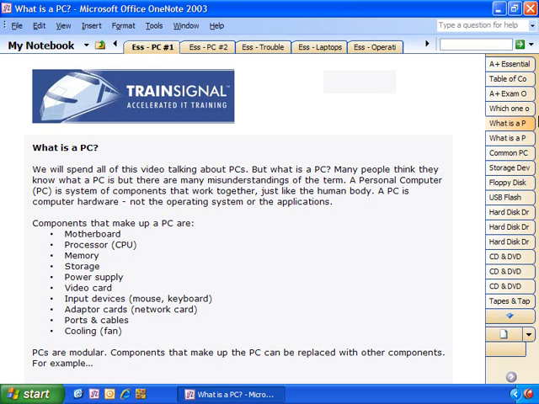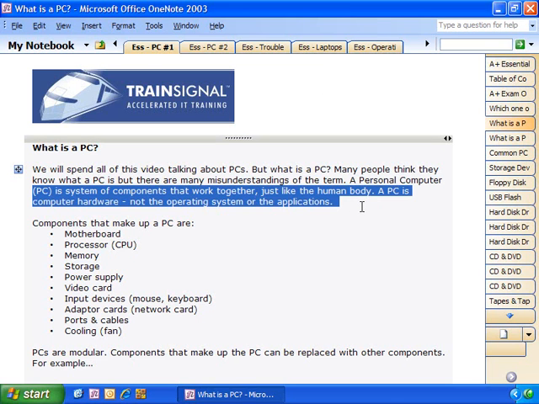A personal computer, or PC, is a system of components that work together just like the human body. A PC is computer hardware, not the operating system or the applications. There are a lot of components that make up a personal computer, just like my comparison to the human body. The human body has a heart, a brain, lungs, kidneys, all these different things that are required to make the body work. There are very few redundant components in the human body, so without any one of those, typically the body is in trouble.